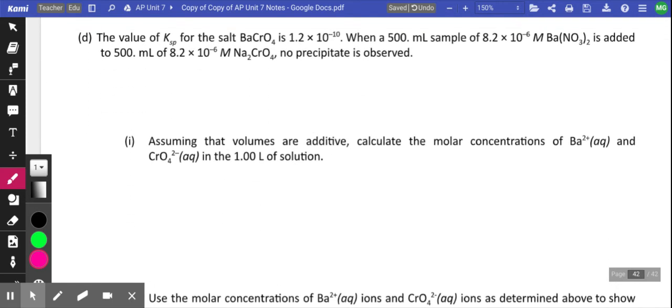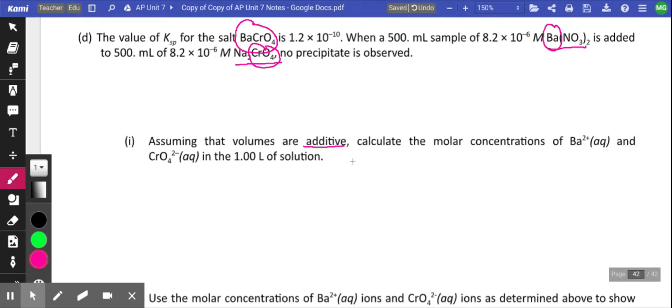Okay, so looking at this one, this was the last thing that we did in class yesterday. We're looking at that Q value compared to the KSP value in a double replacement reaction. So in this double replacement reaction, we're reacting together Ba(NO3)2 and Na2CrO4. And they tell us that this salt, BaCrO4, might be made here. This BaCrO4 has to come from the barium ion and the CrO4 2 minus ion right here. The first question is asking me to calculate the molar concentrations of Ba2 plus and CrO4 2 minus, assuming that the volumes are additive, meaning that we're adding the volumes together to determine these molarities.